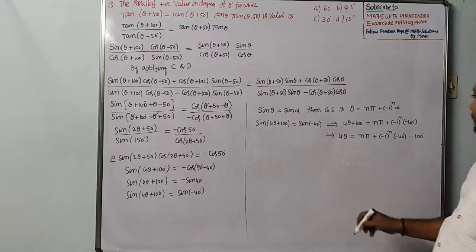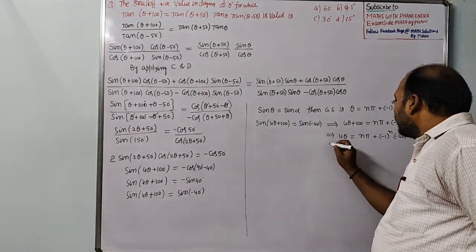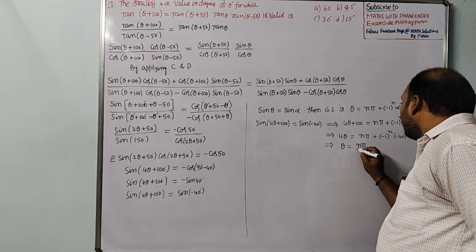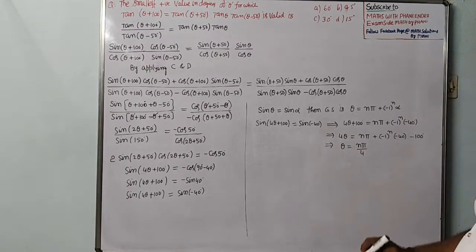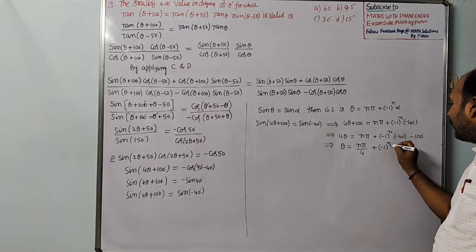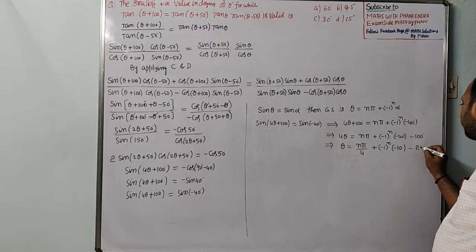Okay. Next, theta is equal to n pi by 4, plus minus 1 whole power n, dividing by 4 now, minus 10, minus 25.